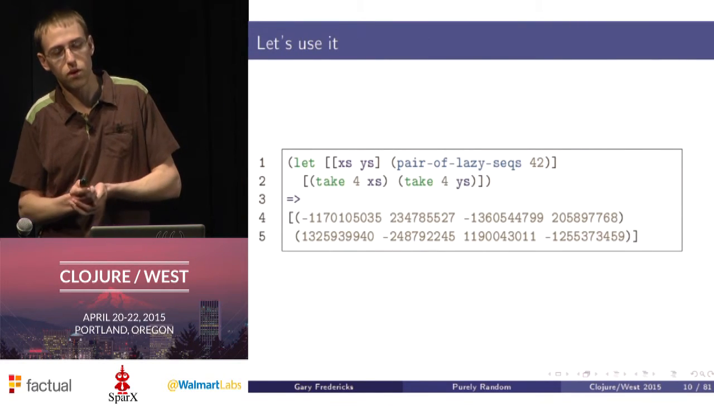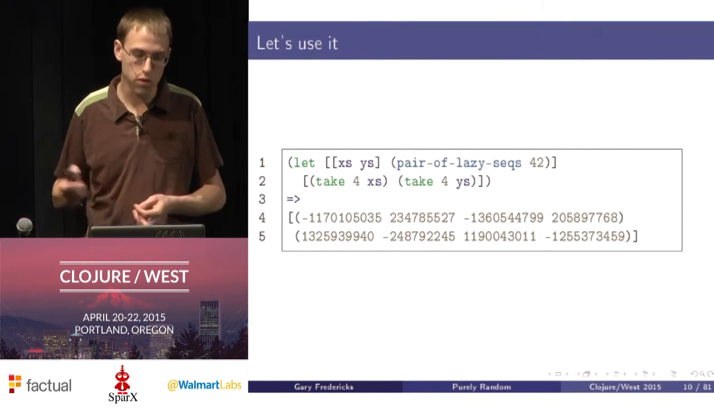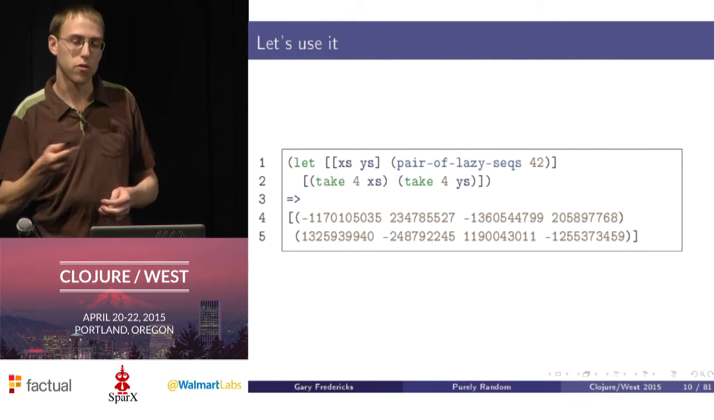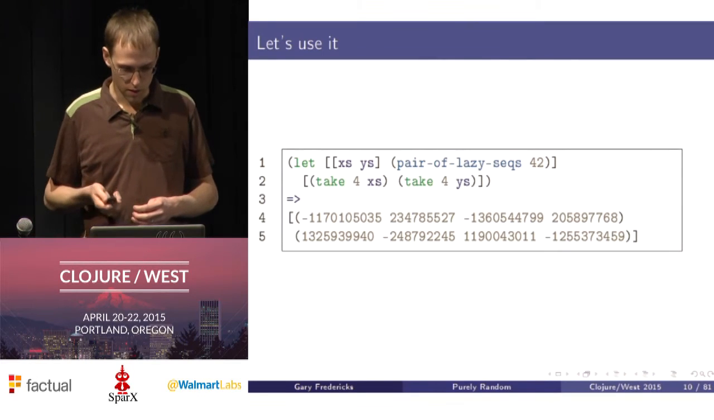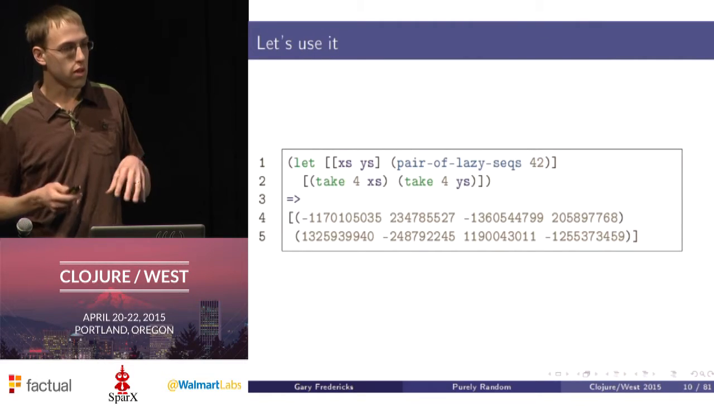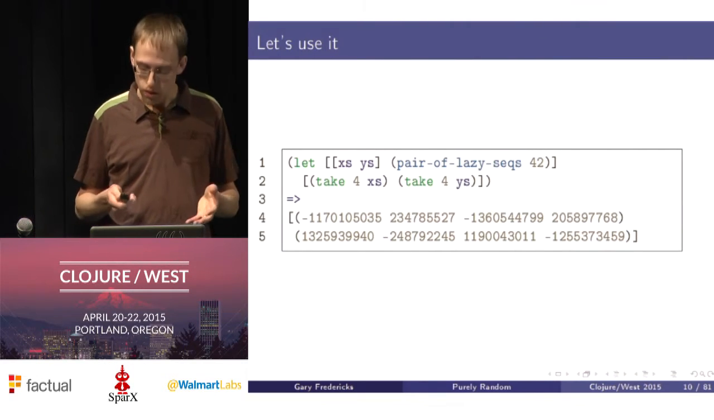We can call it on line 1 with a seed, 42, destructure the return value into x's and y's, and then look at the first 4 numbers in each sequence. The numbers all look random. They're different between the 2 sequences, so from this angle it looks like we succeeded.